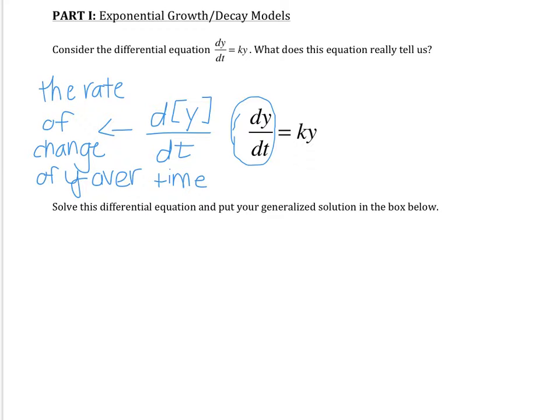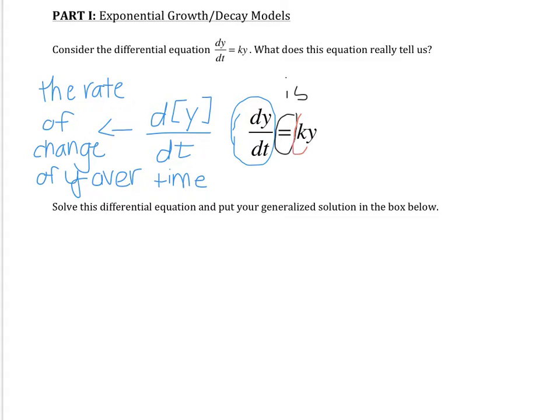Okay, so dy/dt, the rate of change of function y over time, or you could even think of it as the rate of growth or decay of function y over time. Well, what does an equal sign tell us? An equal sign tells us "is." That's pretty easy right there. So the rate of change of y over time is, and then let's look at this piece here, k times y. So the rate of change of y over time is function y itself times some constant k.